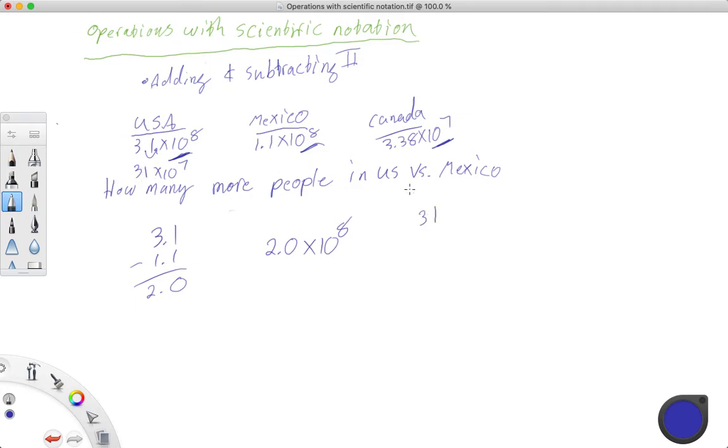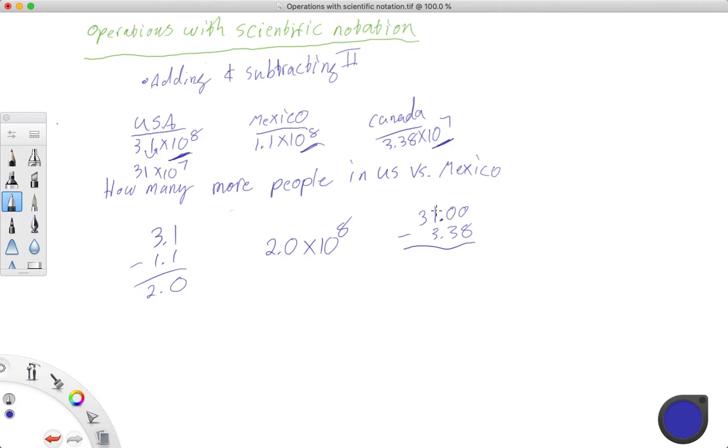We have 31 times 10 to the 7th, and we're going to subtract the 3.38. We should put in some zeros right here and our decimal. And we're just going to subtract that, and that will give us how many more people are in the United States than there are in Canada. 0 subtract 8. Can't do that. We can't borrow from here either, because 0 can't subtract 3, and there's nothing to borrow.